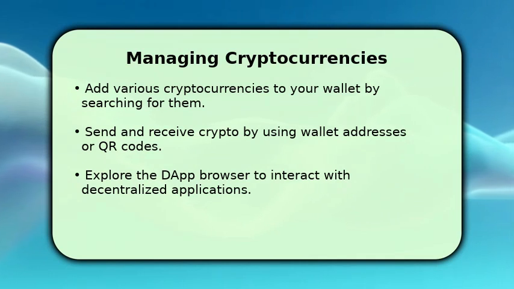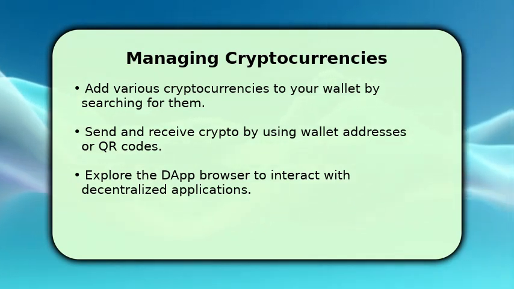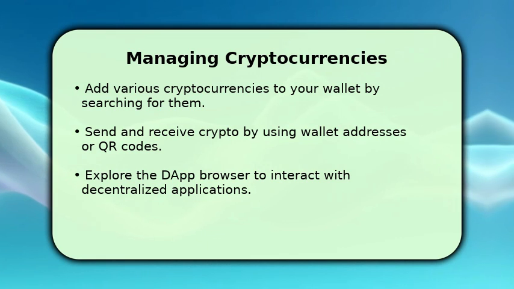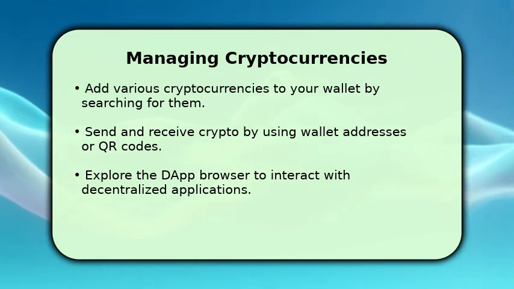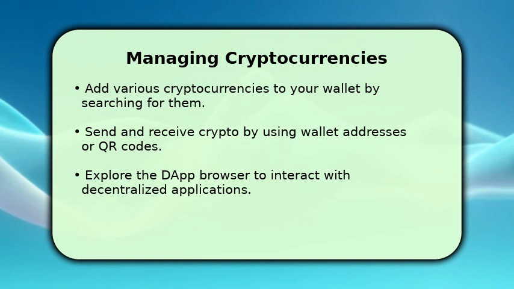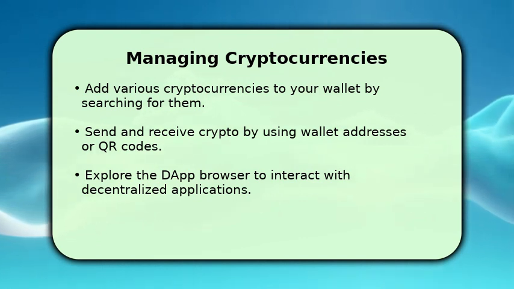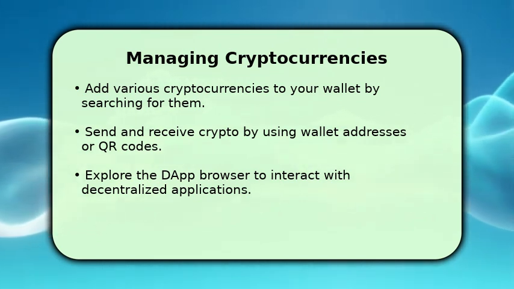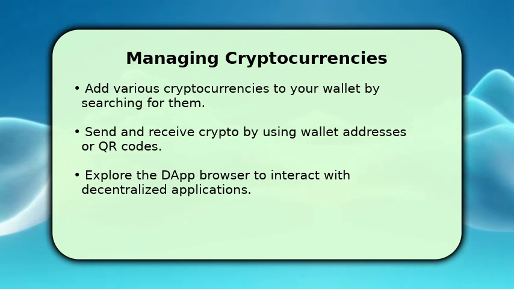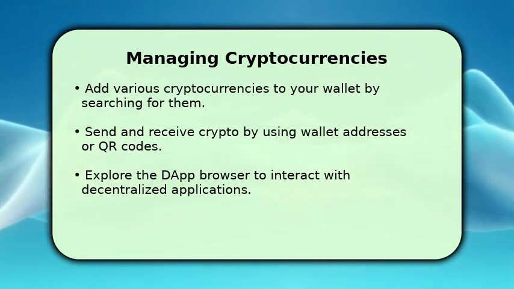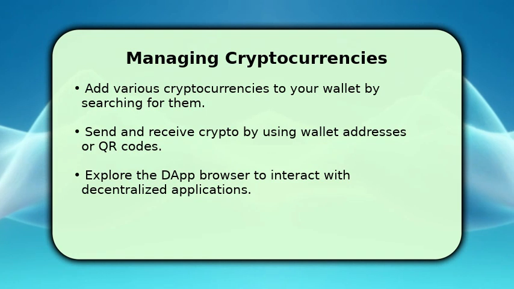Now, let's manage your assets. You can easily add different cryptocurrencies to your wallet by tapping the plus icon and searching for them. To send or receive crypto, simply use the unique wallet address for each asset or scan a QR code. Trust Wallet also features a D-app browser, allowing you to interact with various decentralized applications directly from your wallet.